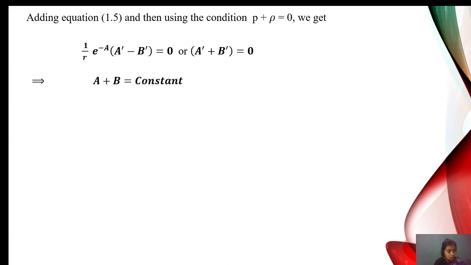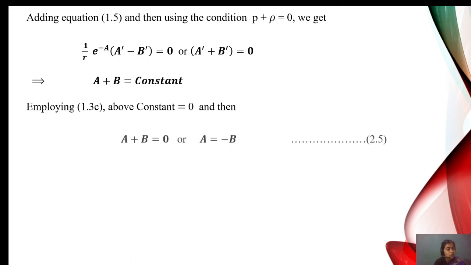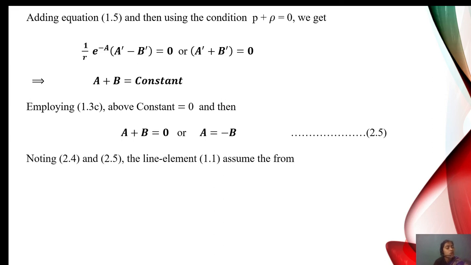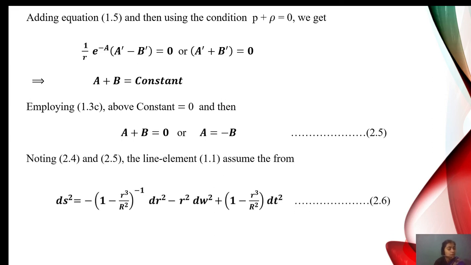A plus b is a constant. Applying the constant to this equation, a plus b equals 0 and a equals minus b. Putting the value a equals minus b in this equation, dA square equals minus 1 minus r square upon R square, to the power minus 1, dr square, minus r square dw square plus 1 minus r square upon R square dt square.